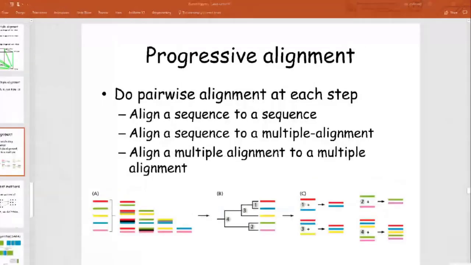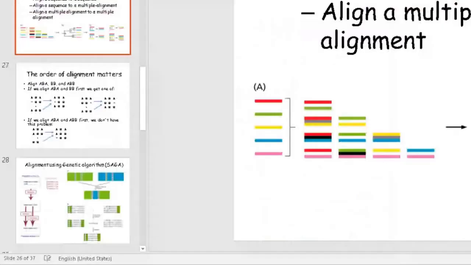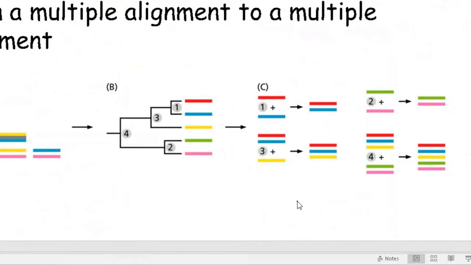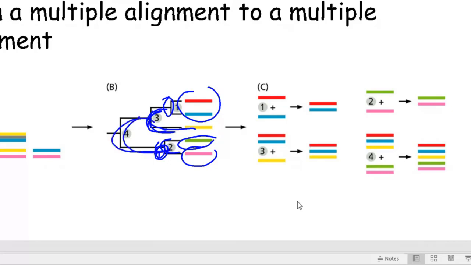We first align the red and the blue sequences, and then we get a multiple alignment that will then act as if it's a single sequence. Then we align that with the yellow. This alignment is again pairwise alignment. So very efficient and in the order of n squared. The green and the pink are aligned. We get one alignment that will now act as if it's a sequence, and then align that with the other group to get our final alignment.